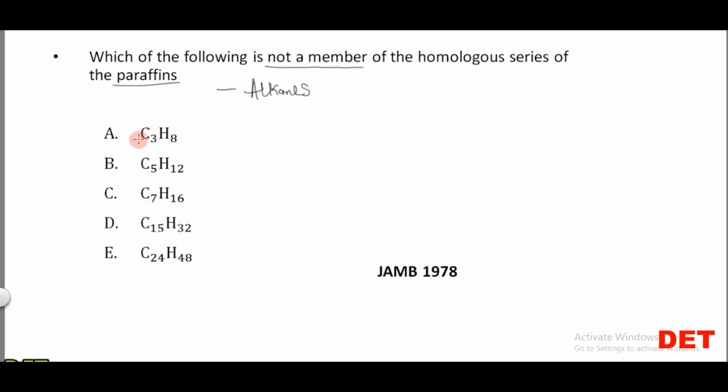So, for us to know which one is not an alkane, we would have to apply the general molecular formula for the alkane. The general molecular formula for alkane is CnH2n+2. Your n in this formula is equal to the number of carbon.